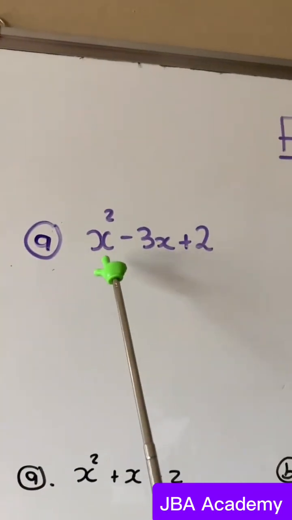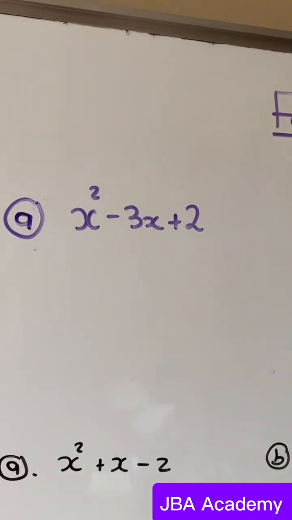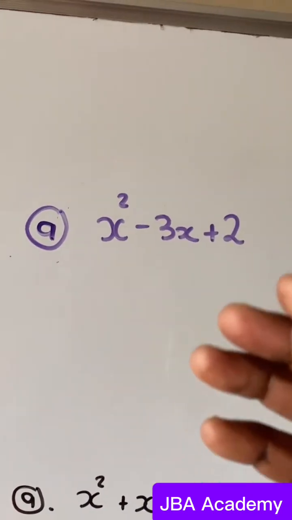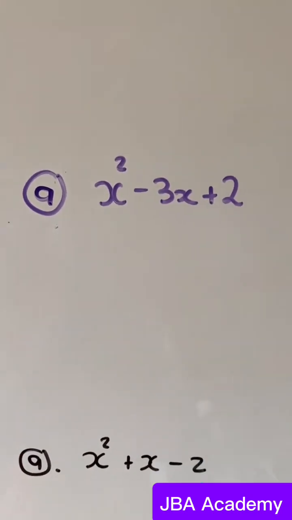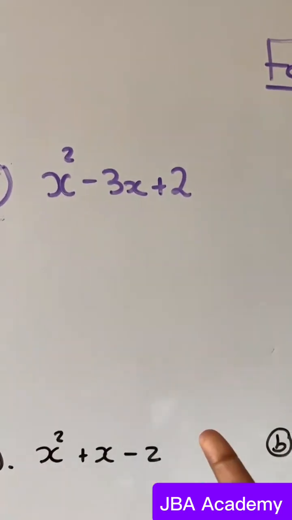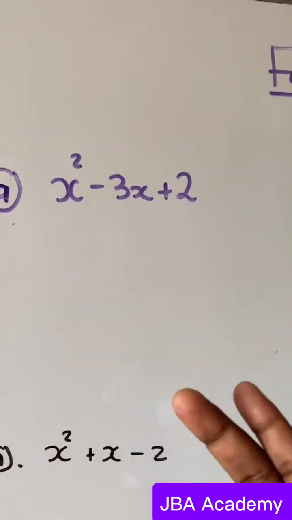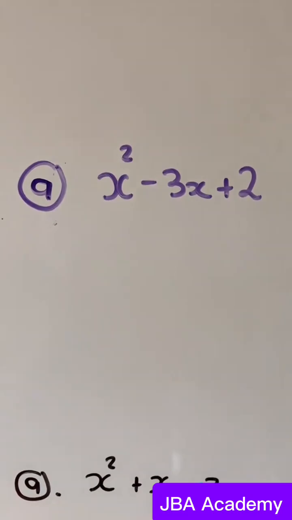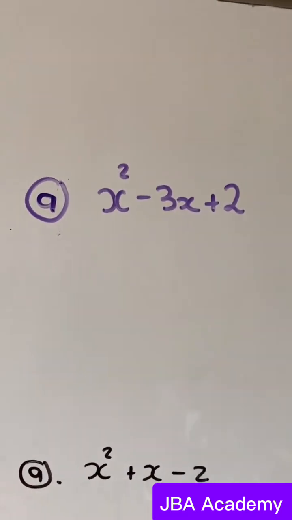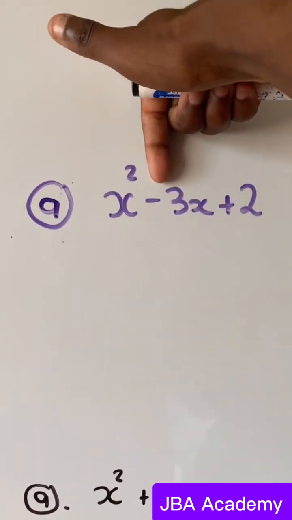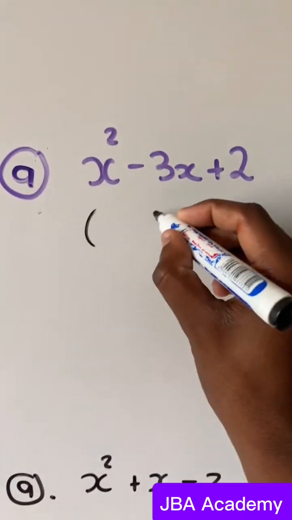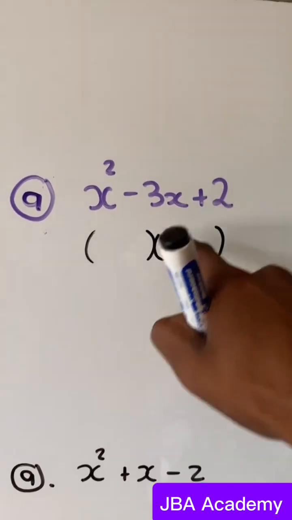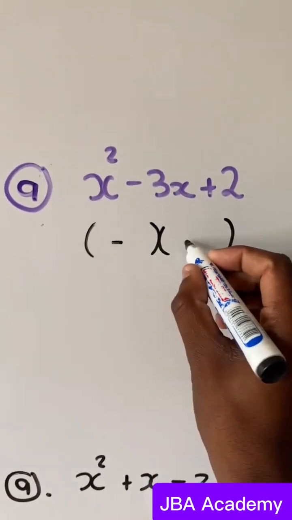Well, let's look at this, for example. Here, the last term is positive. Now that means the signs in the brackets will be the same. But now you're confused. Will it be a positive and a positive or a negative and a negative? Well, you always look at the sign of your middle term. If your middle term is positive or negative, then those will be your signs. Now in our case, our middle term is negative. So that means our signs in the brackets will be the same because of the positive here, but then those signs will be negative and negative.